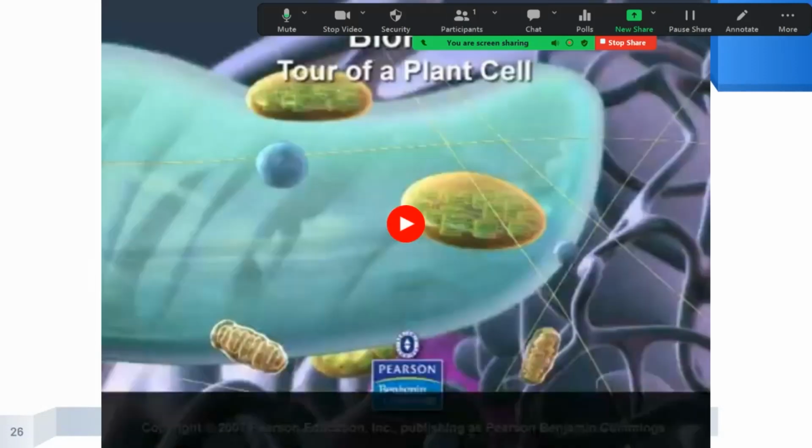So that was a plant cell. I'm sorry, an animal cell. Let's take a quick look at a plant cell.